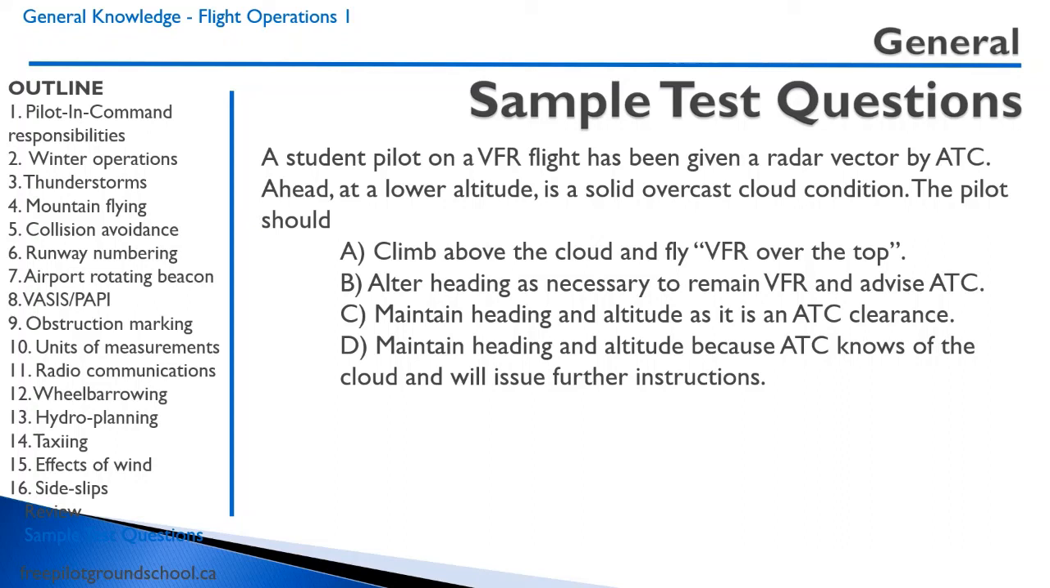Let's continue reading. C, maintain heading and altitude as it is an ATC clearance. No. That would make the pilot break a rule and be unsafe. So no, you don't follow the ATC clearance. D, maintain heading and altitude because ATC knows of the cloud and will issue further instructions. No, certainly they do not know of the cloud. You know of the cloud. So the most correct answer in this case, B, alter heading, remain VFR, and advise air traffic control.